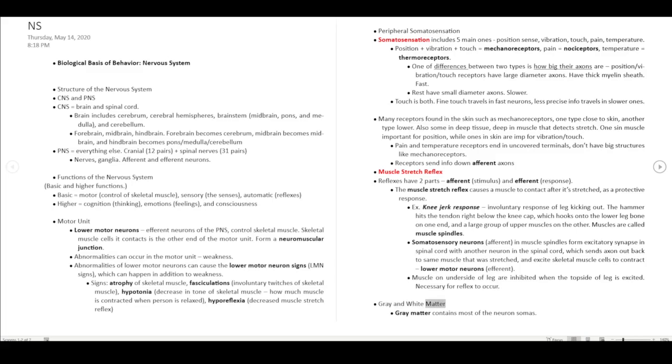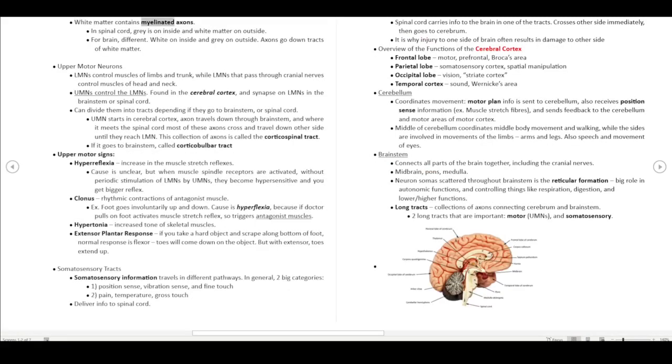Gray and white matter. Gray matter contains most of the neuron somas. White matter contains myelinated axons. In the spinal cord, gray is on the inside and white matter on the outside. For the brain, different. White on the inside and gray on the outside. Axons go down tracts of white matter.